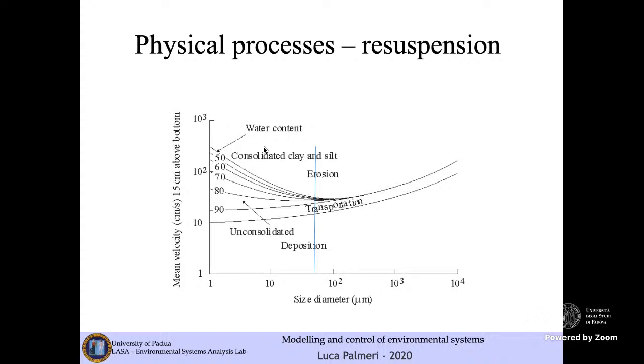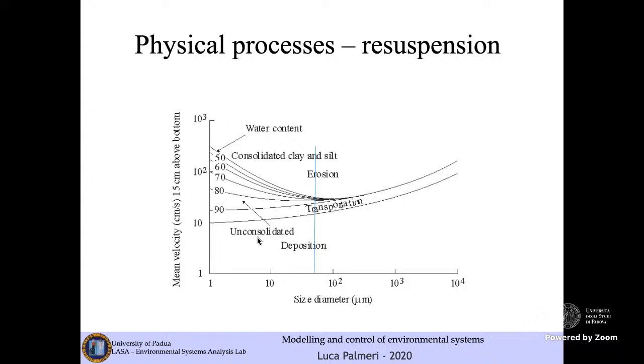Of course, in the case of high water content sediments, for example sand, you will have a much smaller quantity of material moved. Instead, if you have low water content sediments, let's see, these are percentages. So let's say 90% water content, that is typical for the case of sands, while you will have 50% in the case of clay and silt.